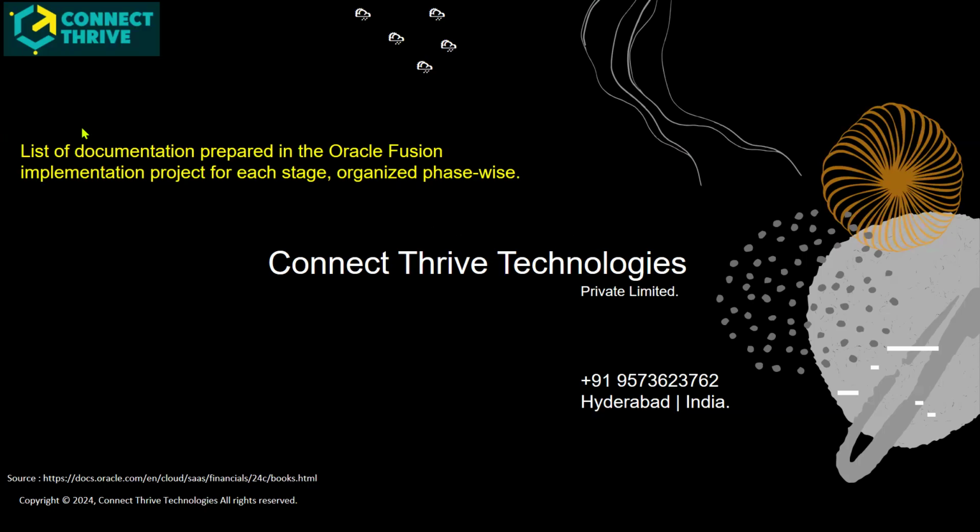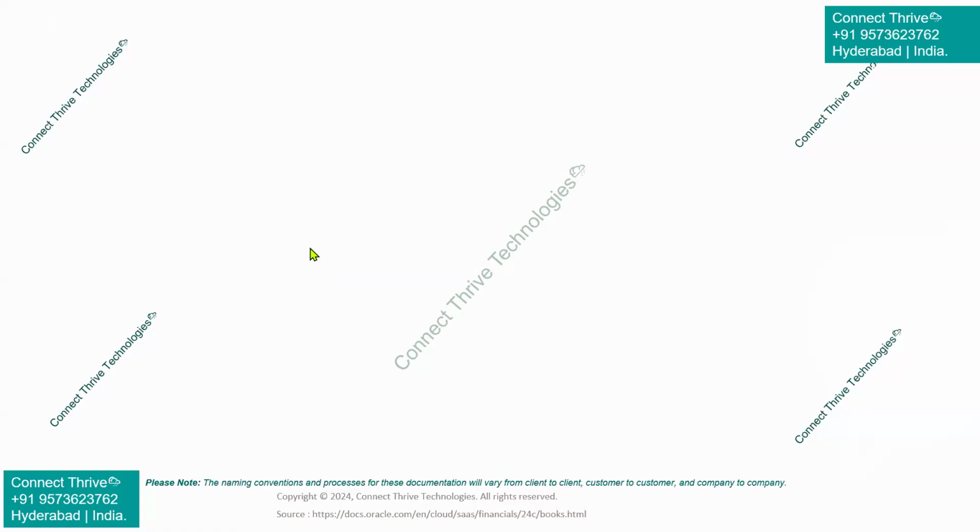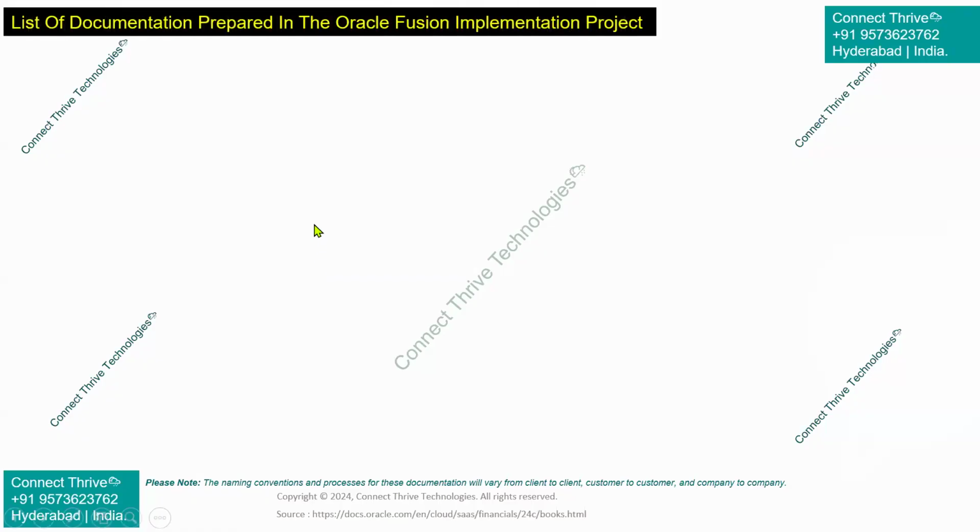Okay, we'll see that. The list of documents prepared in an Oracle Fusion Financial Implementation Project for each stage, organized phase wise. So let's go and have a look at it. The list of documents we need to prepare as a finance functional consultant, we'll see here in detail.